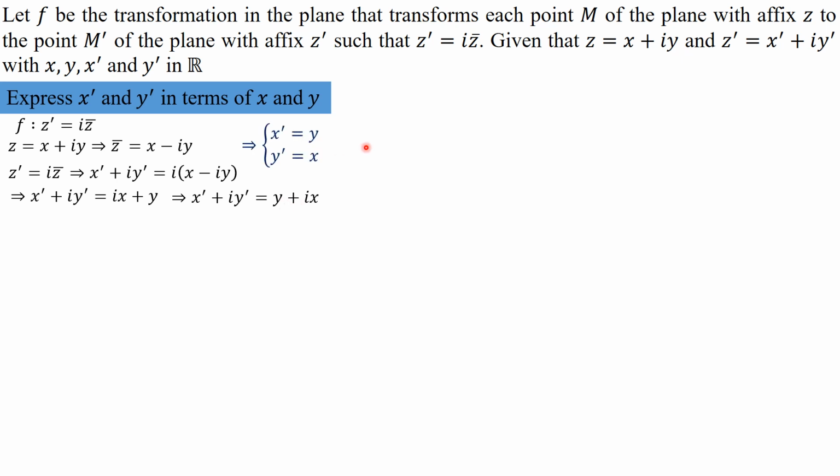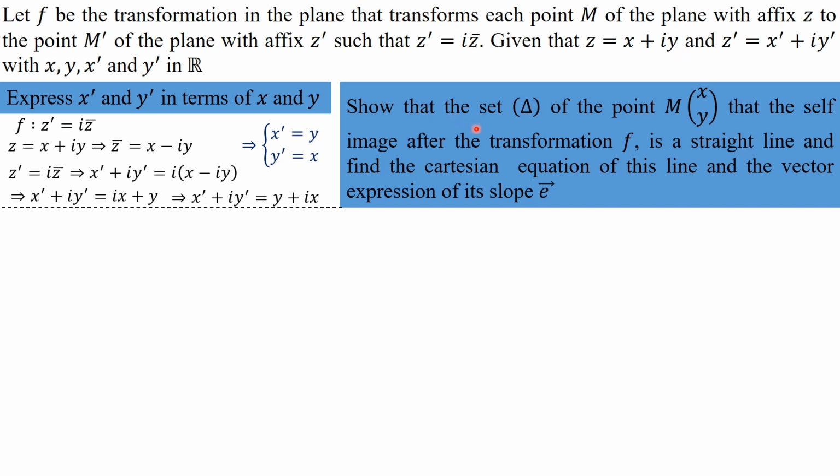So we equate the real part and the imaginary parts together, we are going to get our x prime to be equal to y, because it is a real part on the left hand side and y is a real part on the right hand side. The imaginary part on the left hand side is y prime and the imaginary part on the right hand side is x. So we get x prime equal to y and y prime equal to x. So with that, we have expressed x prime and y prime in terms of x and y.